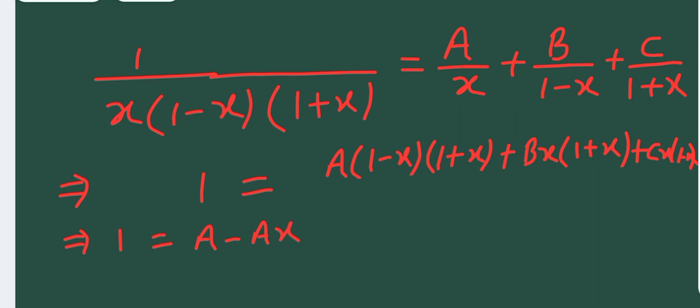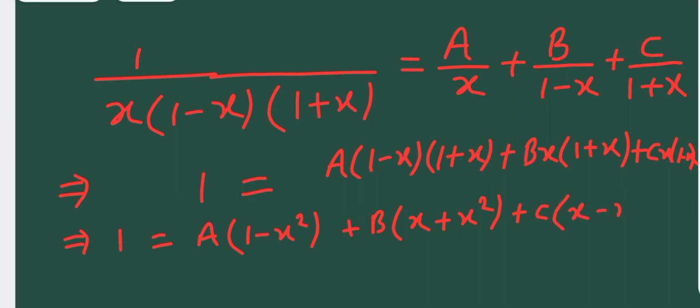So make it clear in your mind. I am going to simplify it: 1 minus x into 1 plus x will be 1 minus x square, correct? And then plus b into x into 1 plus x, which will be x into 1, x, plus x into x, x square, and plus c into x minus 1 minus x, meaning x minus x square.